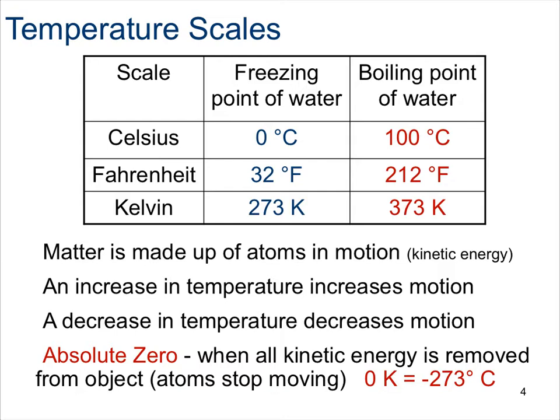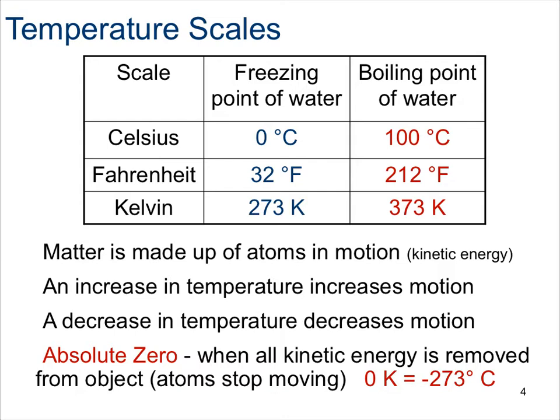The Fahrenheit scale sets the boiling point of water equal to 212 degrees and the freezing point of water equal to 32 degrees, whereas the Celsius scale sets the boiling point of water equal to 100 degrees and the freezing point of water equal to 0 degrees.